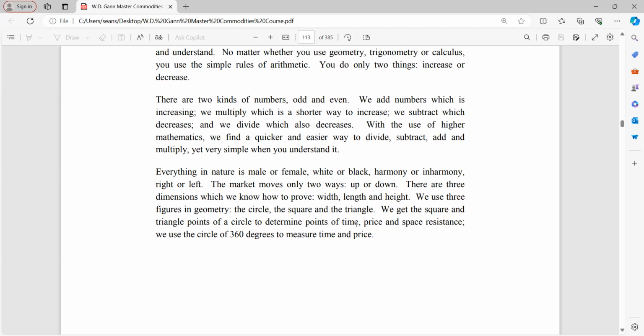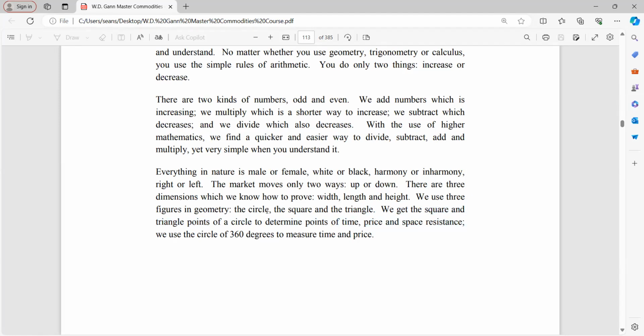But we also have a lunar cycle. And the lunar cycle, again, is a movement of the moon around 360 degrees. Okay, so Gann is telling us because everything can be measured in circles and rotations of 360 degrees, all cycles, therefore, we can use equal divisions of the circle to get points of resistance.